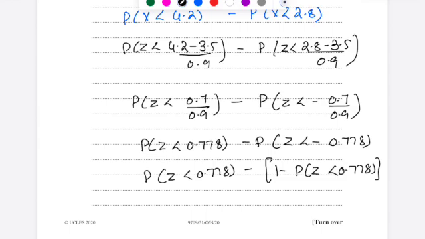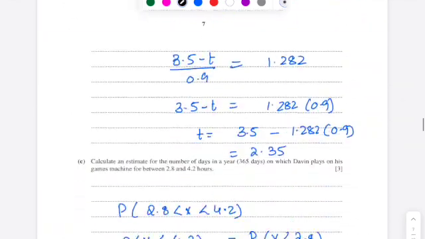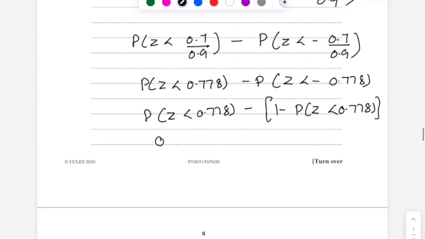7794 and 24, plus 0.0024. It should be giving you 0.7818 minus 1 plus 0.7818. So this is going to be giving me the final answer as 0.5636.